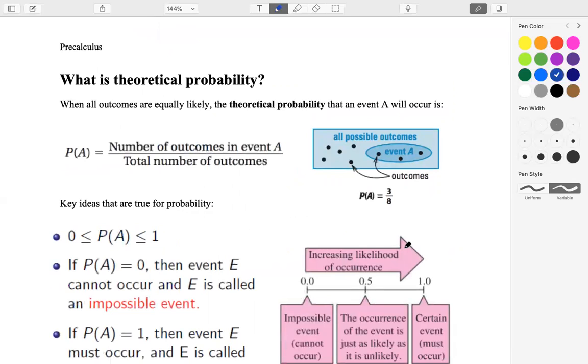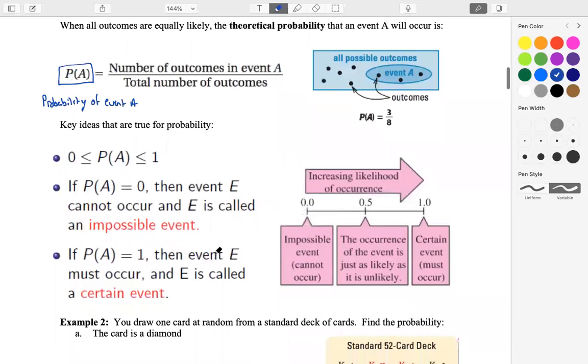So what is theoretical probability? When all outcomes are equally likely, the theoretical probability that an event A will occur is defined as the probability of A, of event A, is equal to the number of outcomes in that event over the total number of possible outcomes. So here's a way to picture it. If I'm only concerned with the probability of event A, I count how many outcomes are in A, divided by the total number of outcomes, and that's how I get a probability.